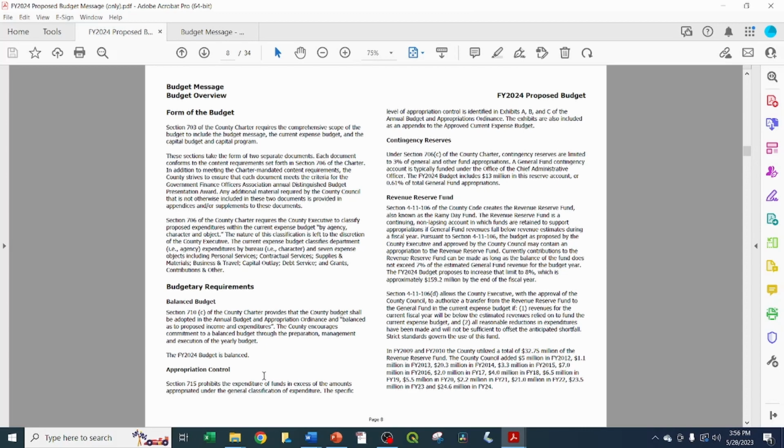Now, the next 10 pages or so do not really provide much in terms of the fiscal 2024 budget. Like many of the pages in the budget overview, they provide useful explanatory information, but the information doesn't change much from year to year.